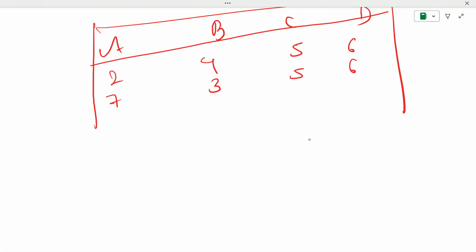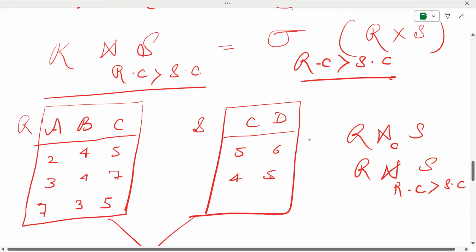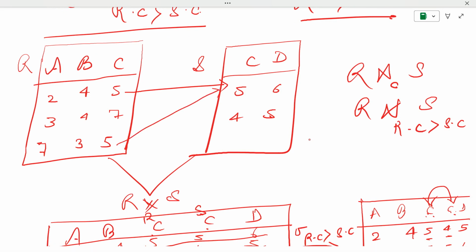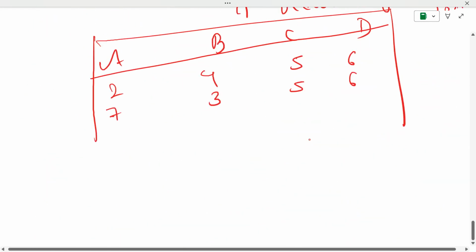Now what are the other tuples of R which failed this join condition? So if you look at R, 2456 has been matched with this, and 7356 has been matched with this, but this failed the join condition. So 347 failed the join condition. So we will be including it here.